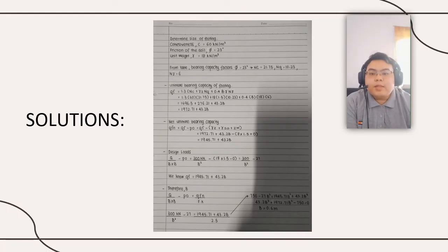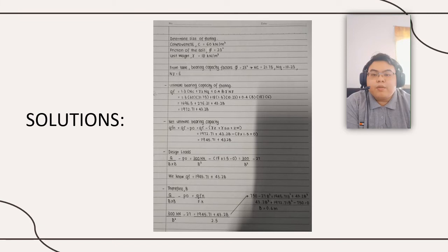Determine size of footing. c equal to 60 kilonewton per meter square. Friction of soil is 23 degree. Unit weight 18 kilonewton per meter cubed. From the table, the bearing capacity factors for 23 degree are Nc equal to 1.75, Nq equal to 10.23 and N gamma equal to 6.